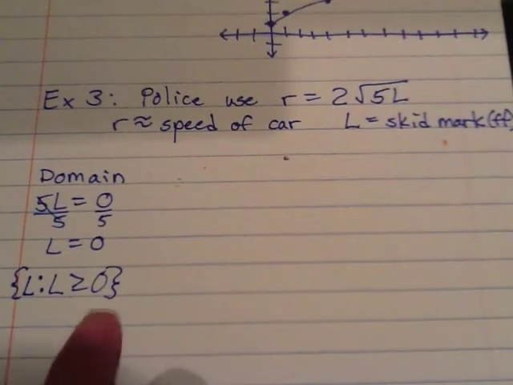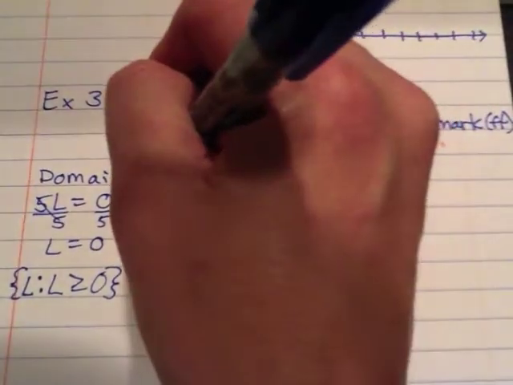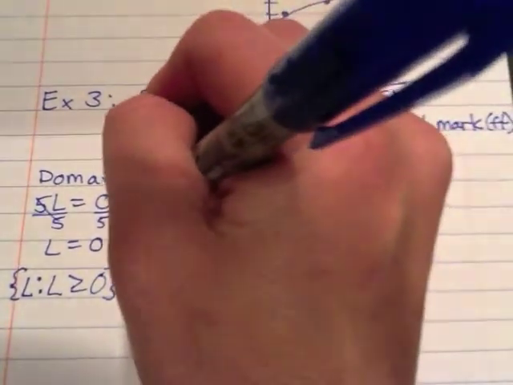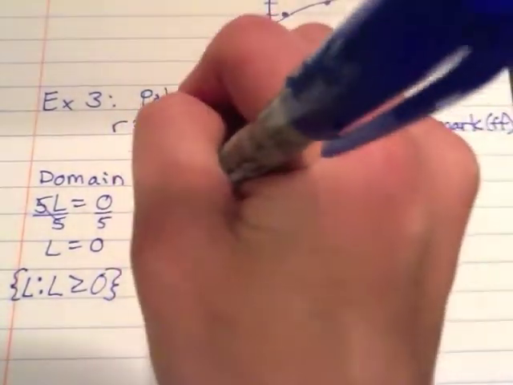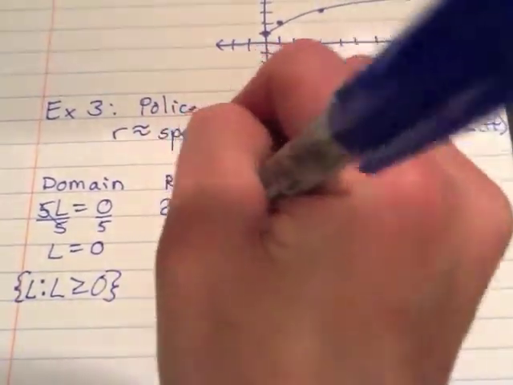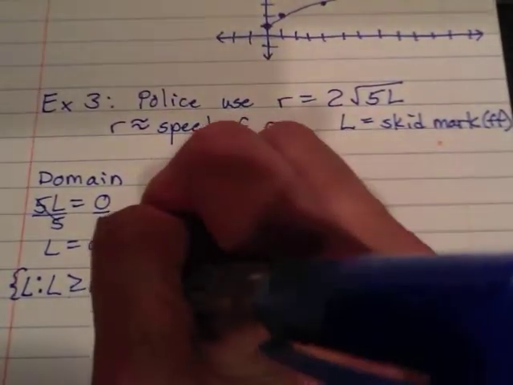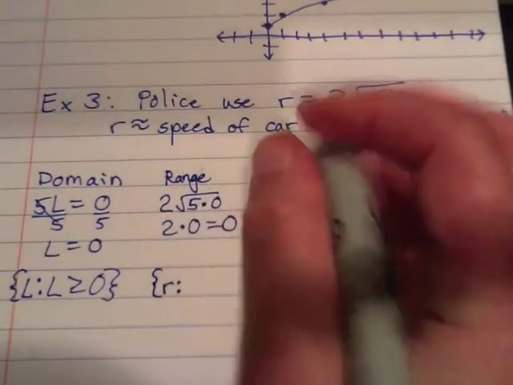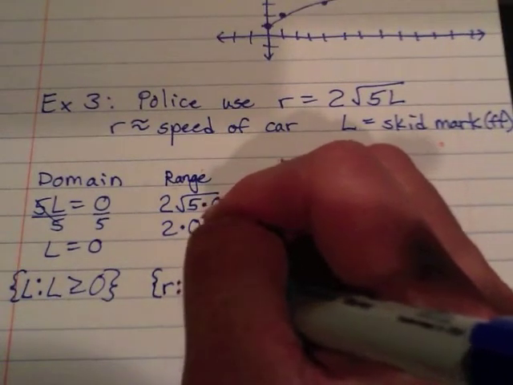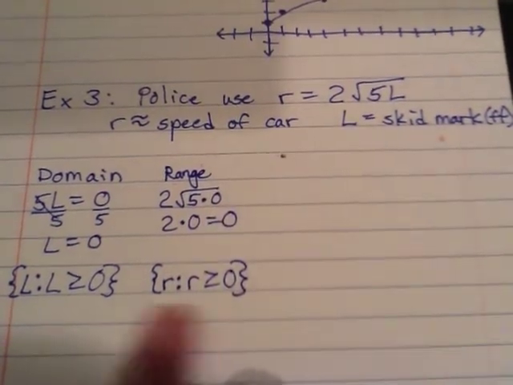Once you take that 0 and plug it in, you're going to solve for your range. And if you notice, in this case, we have 2 times the square root of 5 times 0, which ends up being 2 times 0, which is also 0. So our range is also all speeds of the cars basically have to be going greater than or equal to 0 to produce any skid mark.